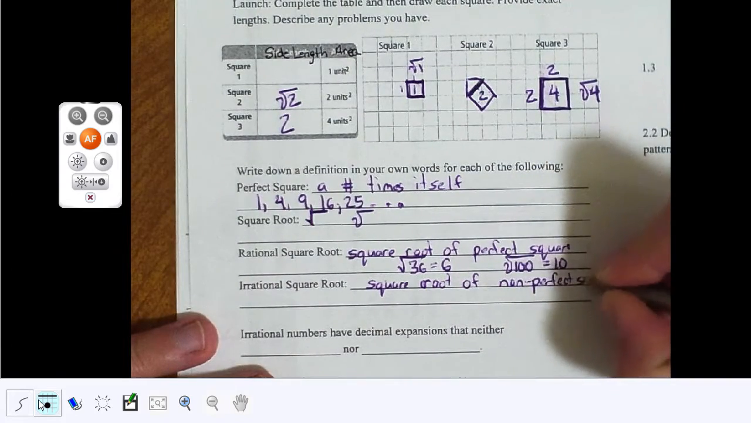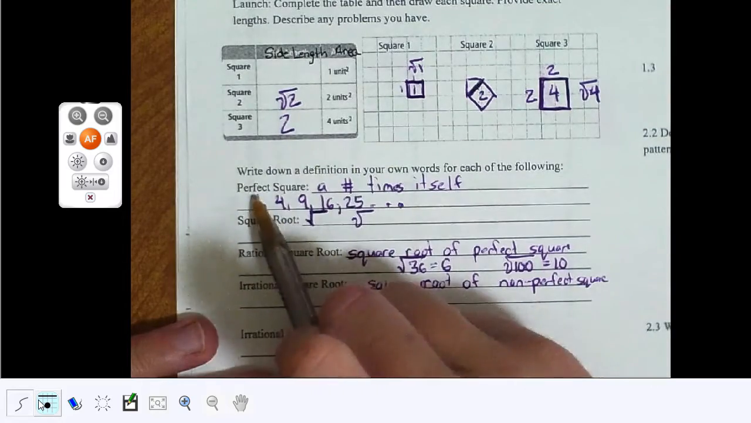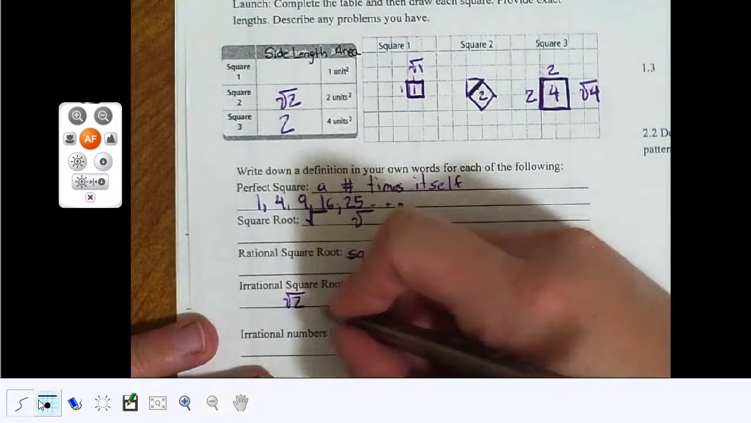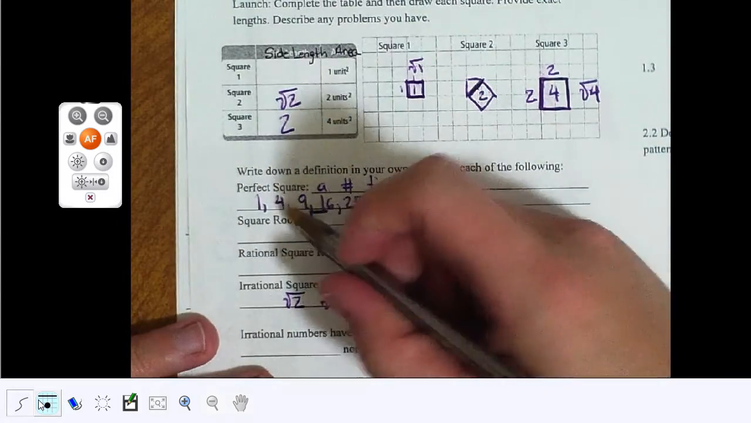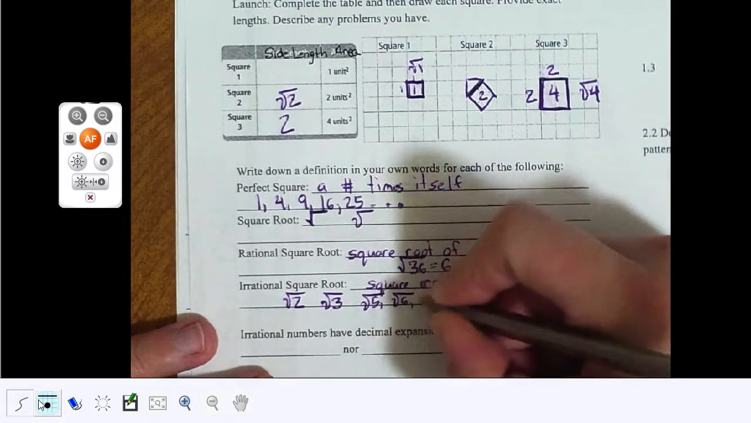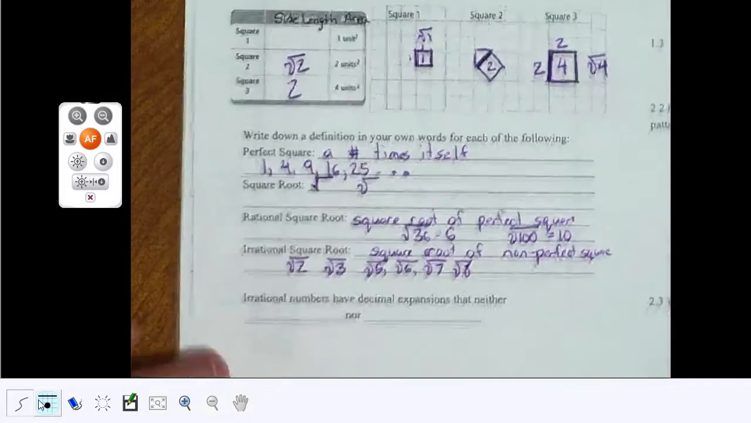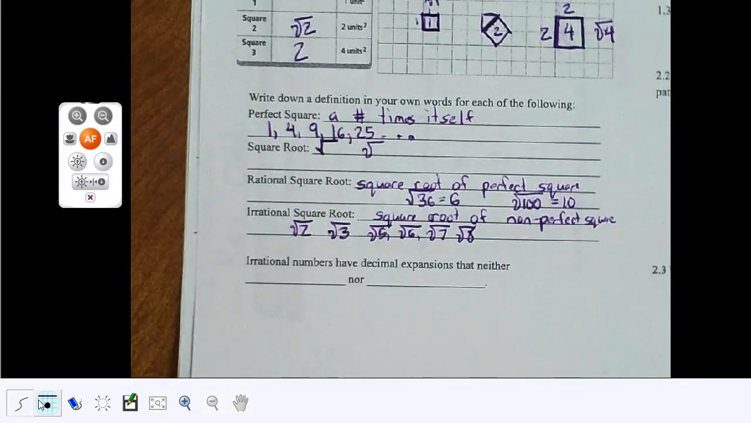Anything that is not a perfect square is going to be an irrational square root. So square root of 2: 1 is a square, 4 is a square, but square root of 3 is not. 4 is a perfect square. 5, 6, 7, 8 are not. 9 is a perfect square, so it would not be. Which leads us to irrational numbers.